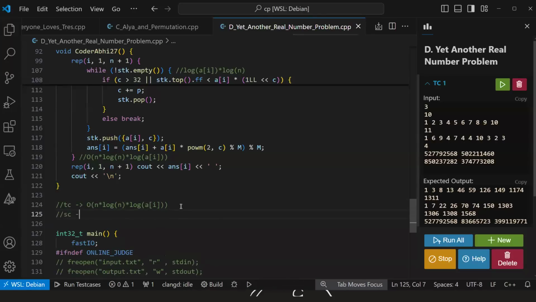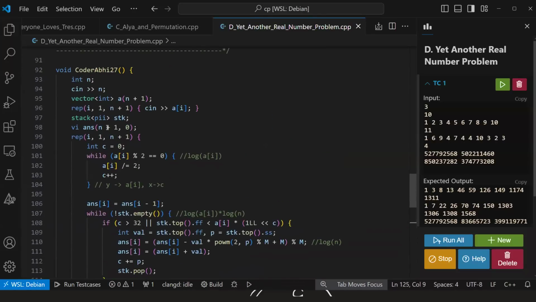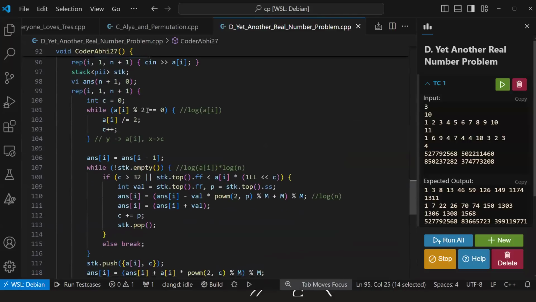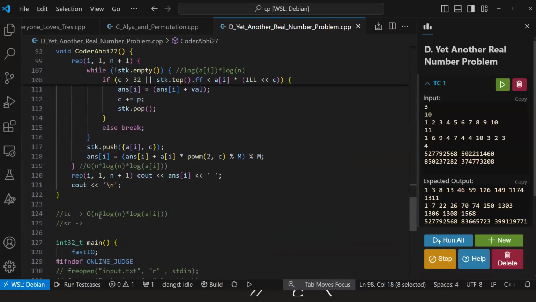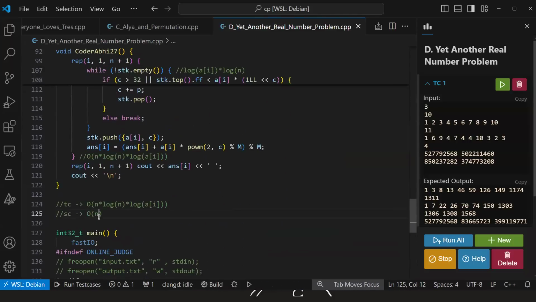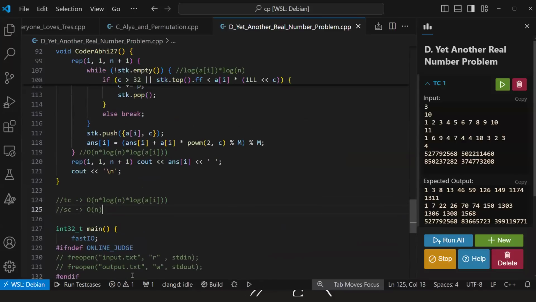And my space complexity is going to be, I think, the stack would store at max 30 size and an n sized array, n sized answer. So order of n only. I hope this problem is clear to you.